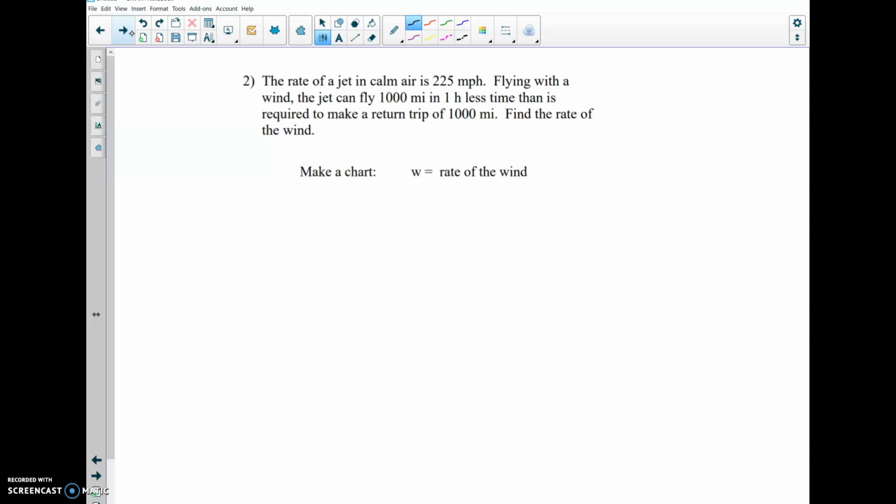You are flying 1,000 miles with and 1,000 miles against. They make a relationship versus the time. So we're actually using the equation distance equals rate times time. Since our relationship is dealing with time, when we solve this equation for time, time equals distance divided by rate. So we're going to make up a chart with and against the wind.